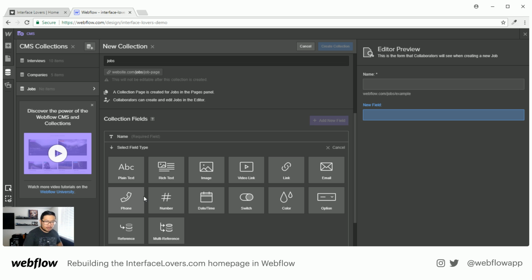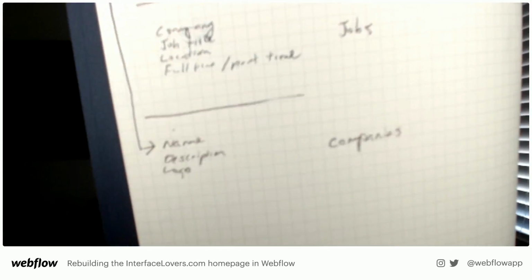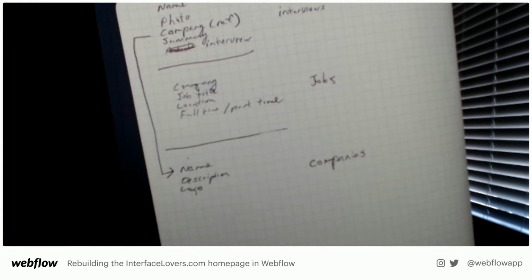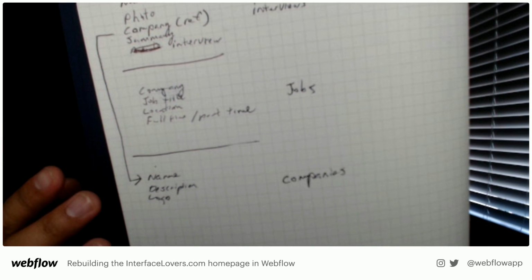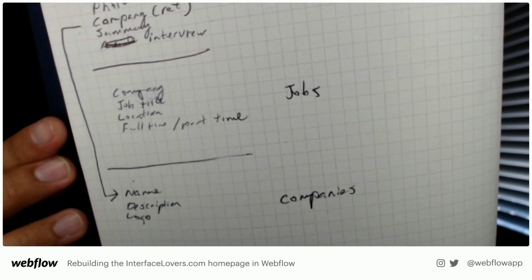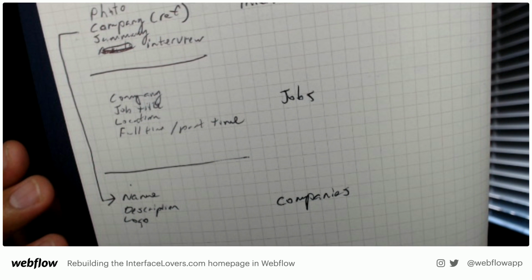All right, so like I said, you can go back here. Like I said, I laid out all of these collections first on paper. And so I have the company, which is basically the name, the job title, location, and full or part-time.